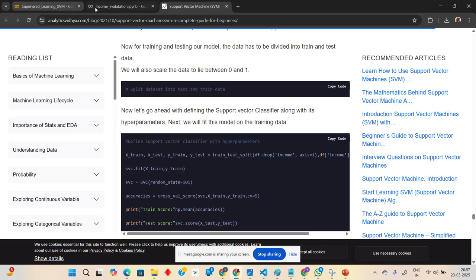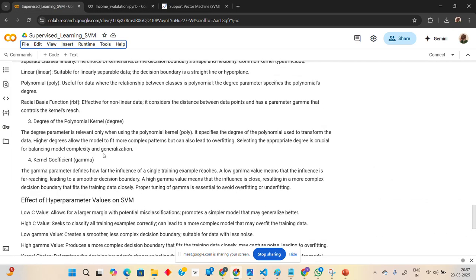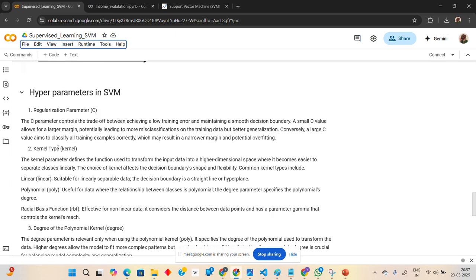Okay, so that is all about support vector machines. Here, one more thing. Hyperparameters in a support vector machine are such that if you change these values, the outcomes will change. Mainly four hyperparameters are important. First one is the regularization parameter, defined by C. We just saw a soft margin; we have seen C. It is a kind of trade-off between achieving a low training error and maintaining a smooth decision boundary.